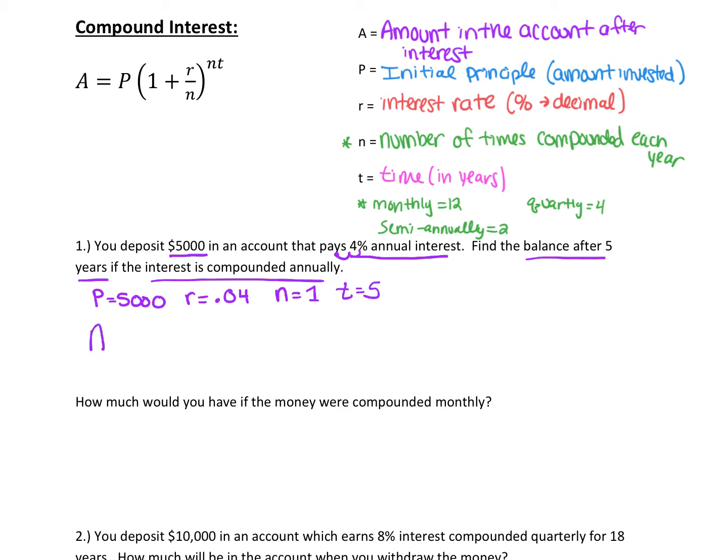So I'm going to take all those and I'm going to plug them into my formula. 5,000 times 1 plus 0.04 over 1. And then the 1 times 5 power. So I'm going to plug this in my calculator. I'm just going to do 1 times 5 in my head, which I know is 5. And so if I plug this in my calculator, 5,000 parentheses 1 plus 0.04 divided by 1, close parentheses, to the 5th power. And I'm going to get $6,083.26.